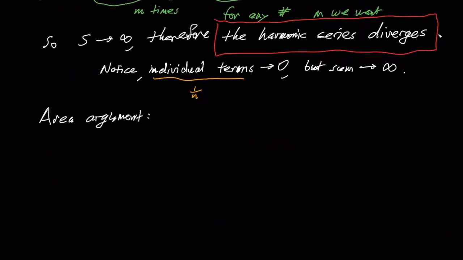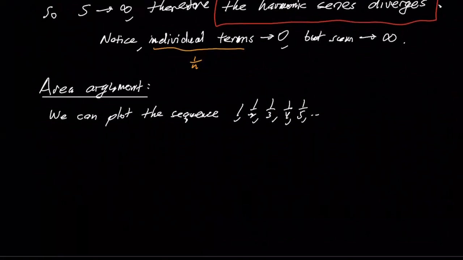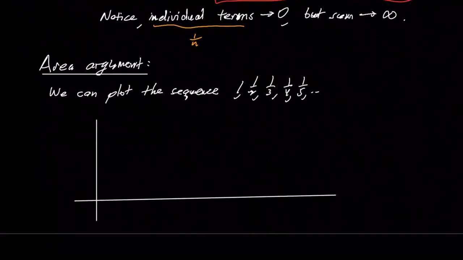That this series diverges. So we can plot the sequence. We looked at this with sequences before. We can plot the sequence 1, a half, a third, a quarter, and so on. And if we plot it, it looks something like this, right?